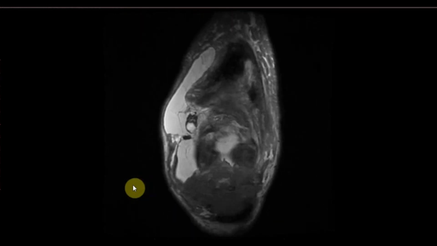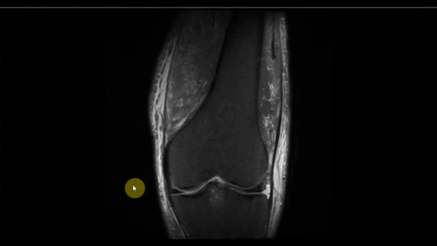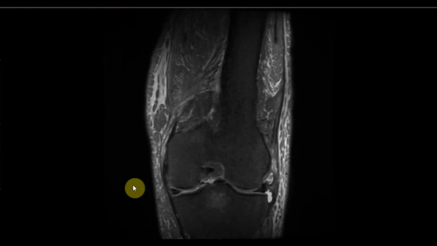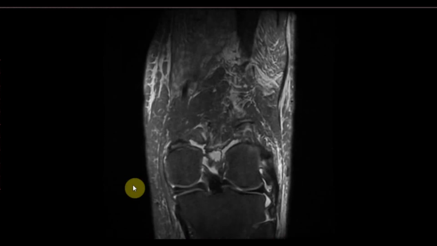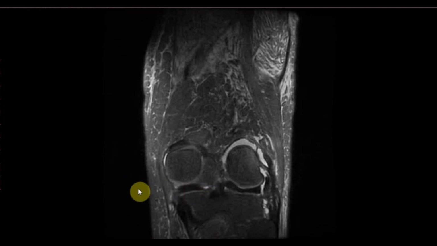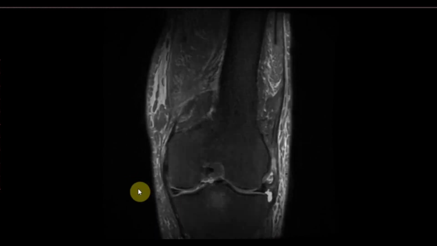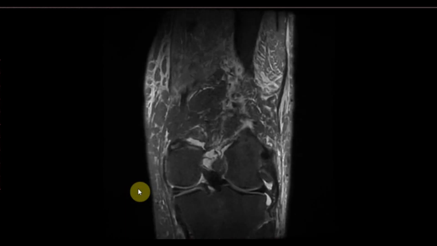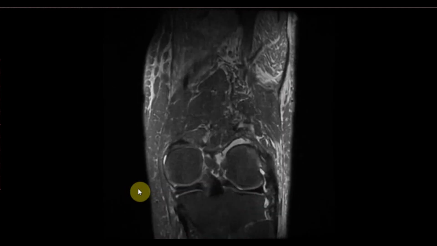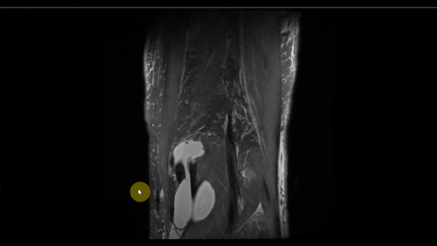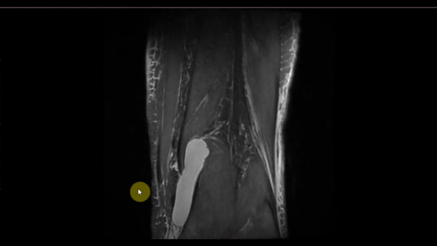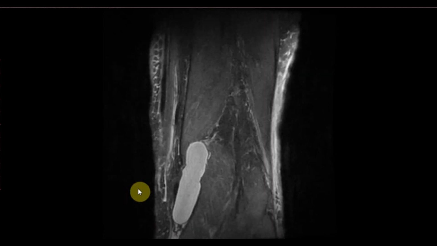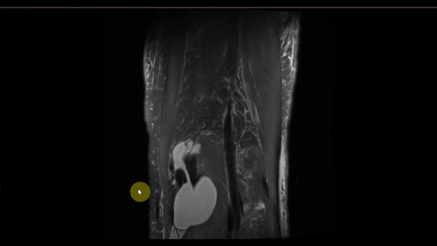Let's see this coronal cube sequence. This is the posterior cruciate ligament. It's normal. Anterior cruciate ligament is not visualized. Menisci are showing horizontal tear. And this is the Baker cyst, which is seen between the tendons of medial head of gastrocnemius and semimembranosus tendon.